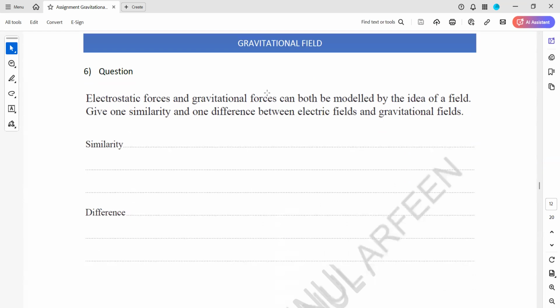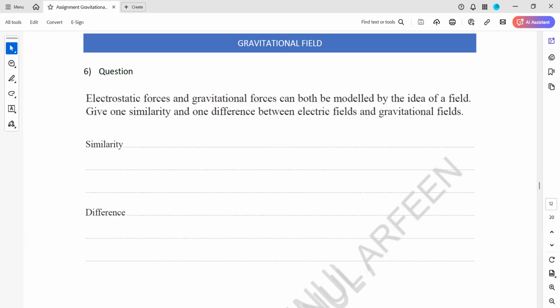As you can see here, in this question, electrostatic forces and gravitational forces can both be modeled by the idea of a field. Give one similarity and one difference between the electric and the gravitational field. We have just discussed in the session how these forces are similar. They have infinite range, and you can also say they follow the inverse square law.